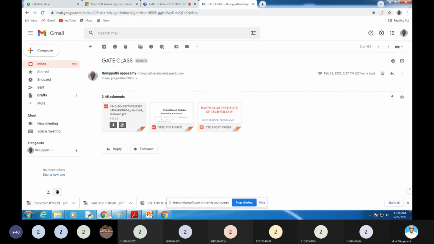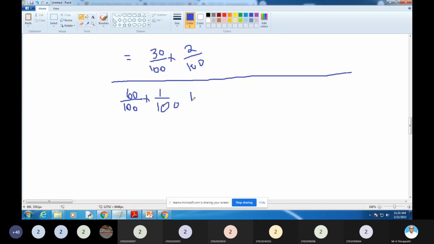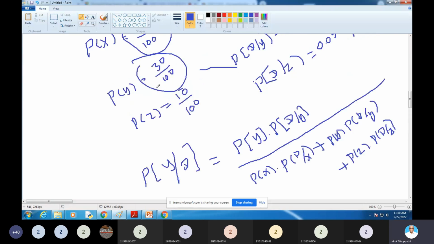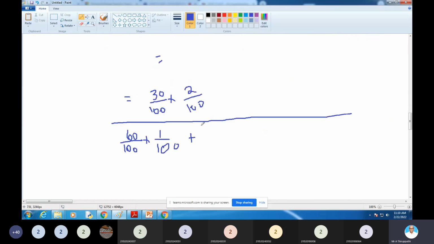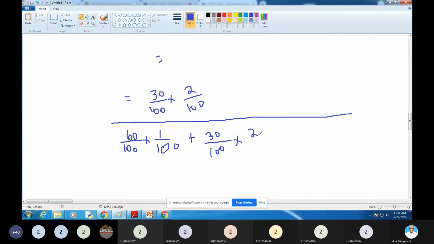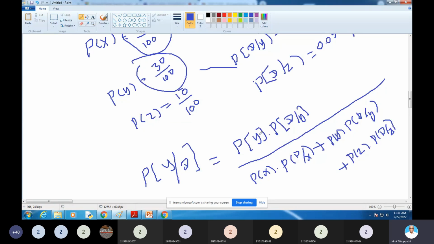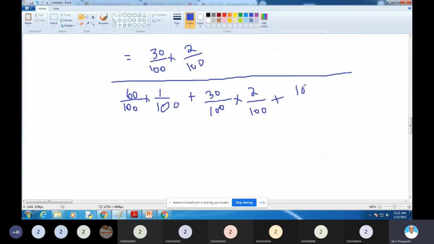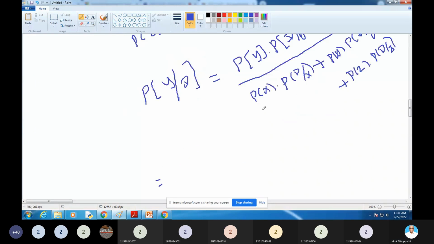Okay, in the denominator: P of X into P of D by X, 60 by 100 into 1 by 100, plus next, P of Y, 30 by 100 into 2 by 100, plus P of Z, which is 10 by 100, into 3 by 100. Simplification is very simple.